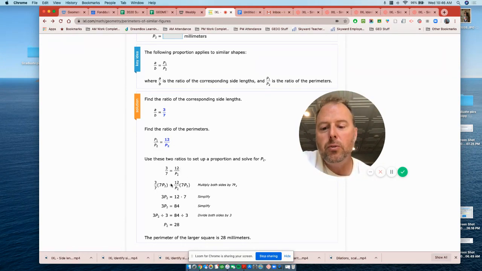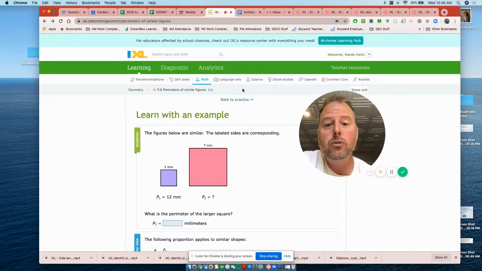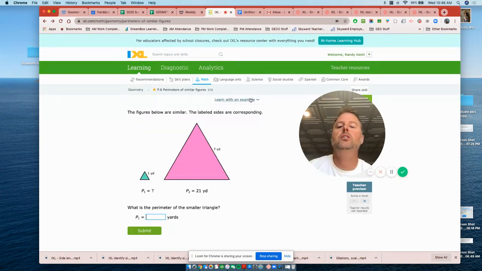So then what I would do here is cross multiply. So 3 times P2 is equal to 12 times 7, which in this case would be 3 times perimeter 2 is equal to 84. Divide both sides by 3, so perimeter 2 is 28. All right, so let's do a couple of these and see how it works out.